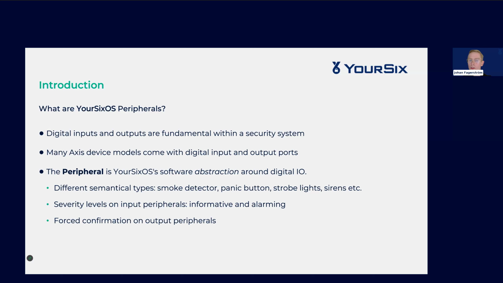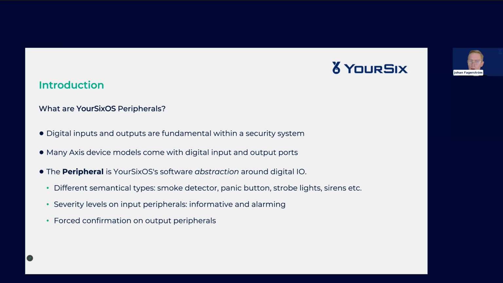So a peripheral comes with a number of different types, such as smoke detector, panic button, strobe light, sirens, and so forth. There's technically no difference in how they work in the platform other than their visualization. So with different icons and different visualizations, you can quickly see that this is a smoke detector and not a panic button, in comparison to just being a generic I/O port.